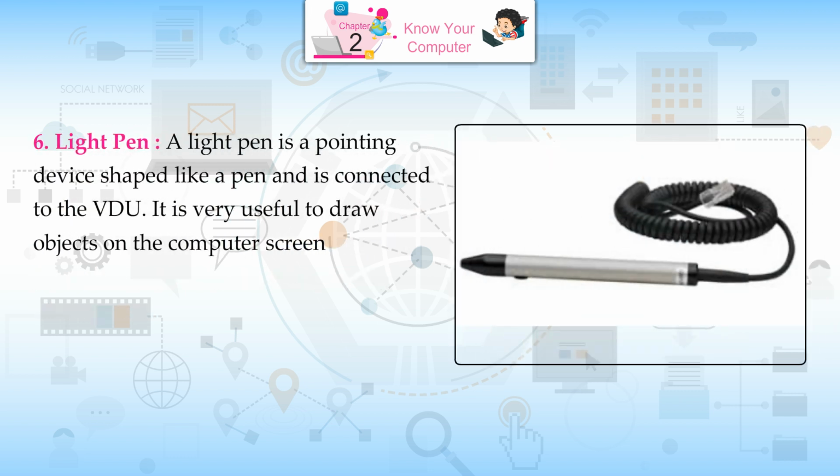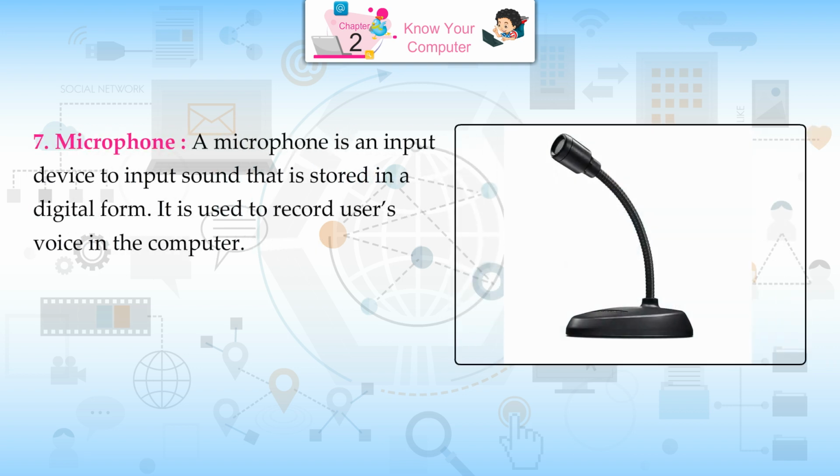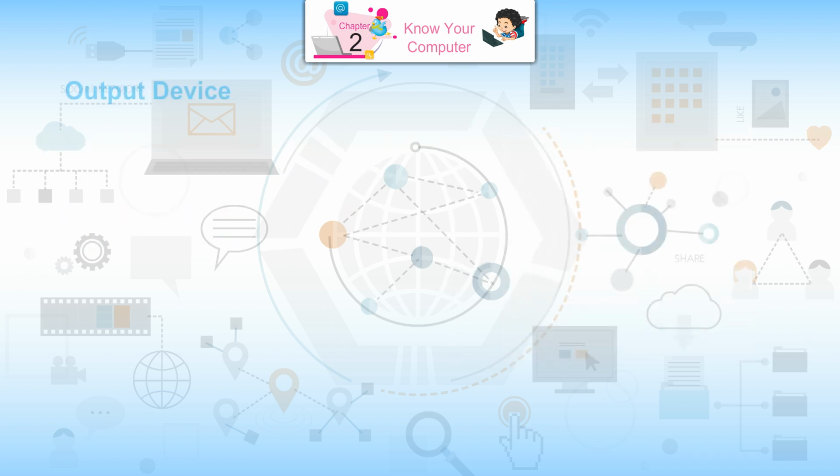Light pen. A light pen is a pointing device shaped like a pen and connected to the VDU. It is very useful to draw objects on the computer screen. Microphone. A microphone is an input device to input sound that is stored in digital form. It is used to record user voice in the computer.